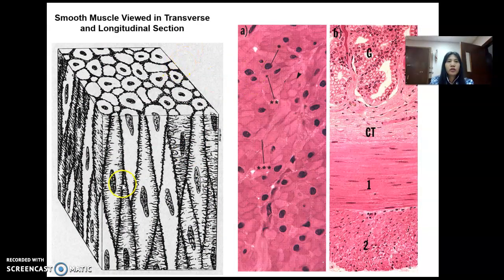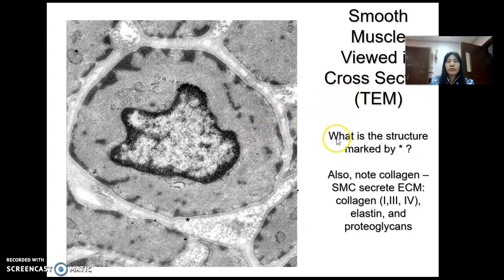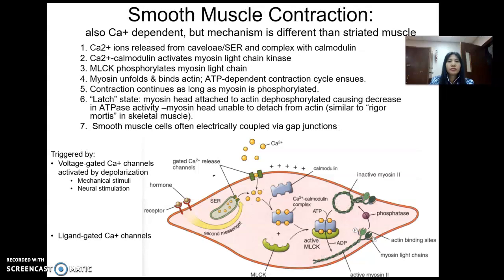We have also in transverse and longitudinal section. The dark ones here are the nucleus, many nucleus or nuclei. Okay, structure of smooth muscle you can also see here in cross section. Okay, you also see here, and more structures as you can find here.